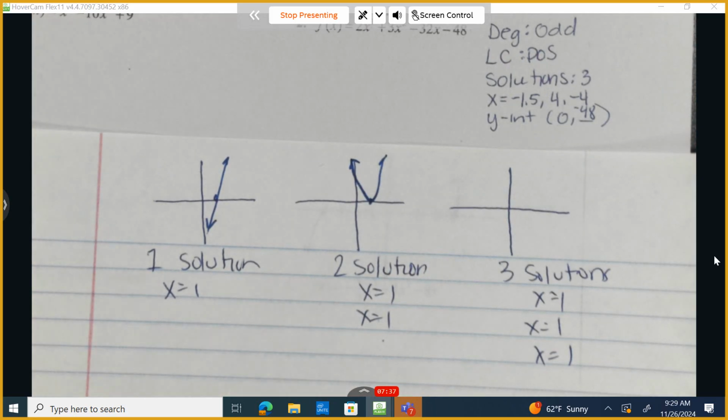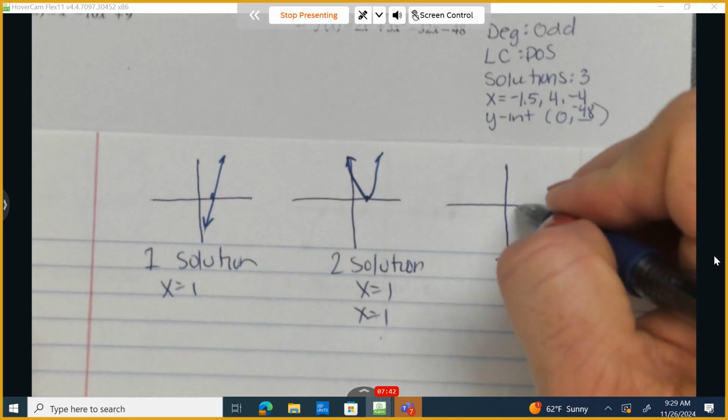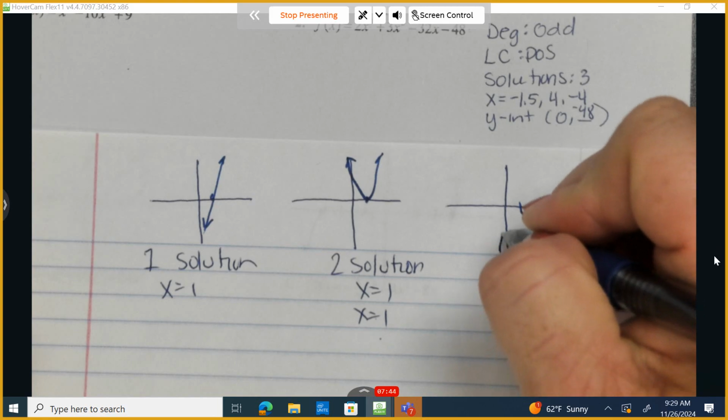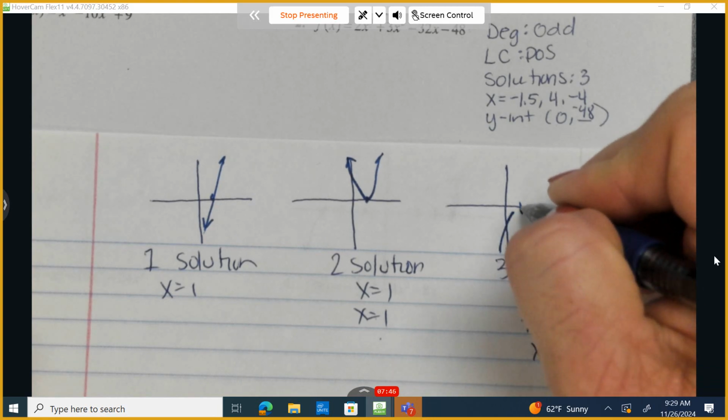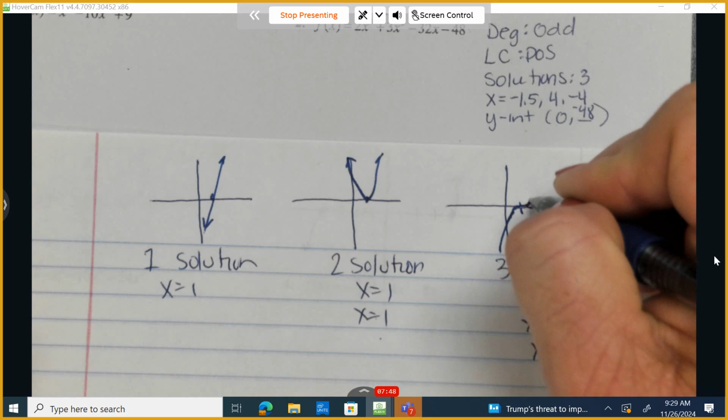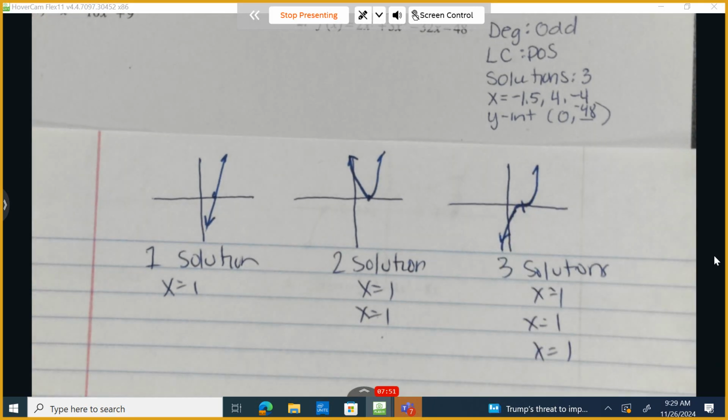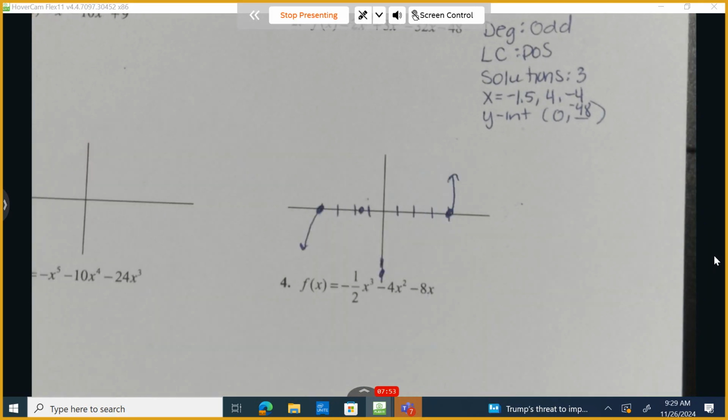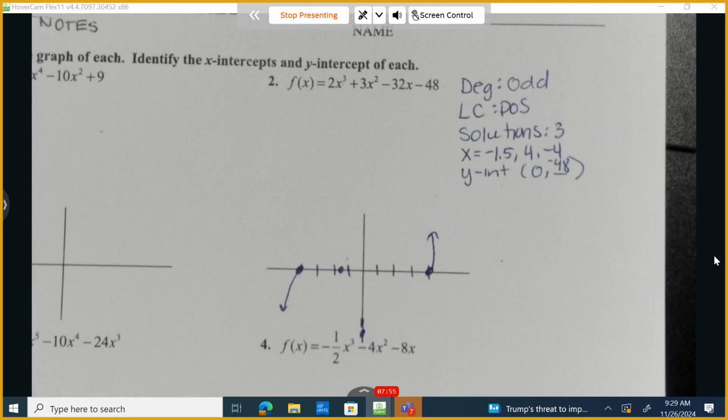Well, what if we had three solutions? So 3 times in one problem, we got x equals 1, x equals 1, x equals 1. Then it snakes through. So an example comes from the bottom, and by snaking through, once it gets to that point, it's going to level off with the x-axis, and then it goes back up. So it kind of snakes through. All right, so how is that going to help us with this problem?